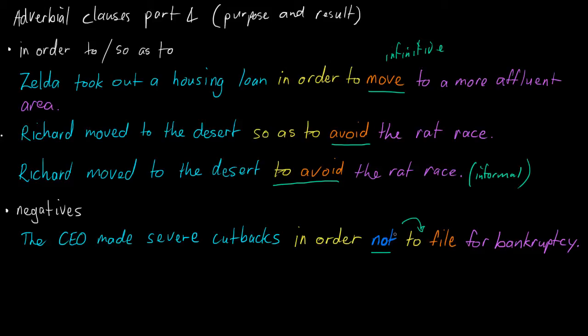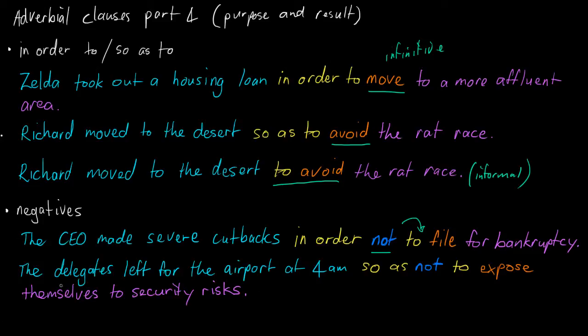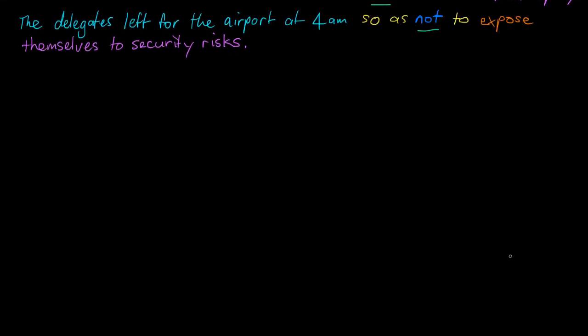So it just comes a little bit earlier than you might think, so as not to split apart the to and the infinitive. Let's look at another example. The delegates left for the airport at 4 a.m. so as not to expose themselves to security risks. So again, the not goes before the to and then the infinitive. Okay, moving down.